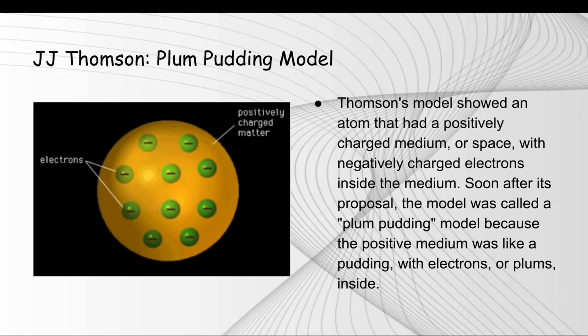Alright, moving on. After the ball model came J.J. Thomson's plum pudding model. Thomson's model showed an atom that had a positively charged medium or space with negatively charged electrons inside the medium. Soon after its proposal, the model was called a plum pudding model because the positive medium was like a pudding with electrons or plums inside, and this was when electrons were discovered.